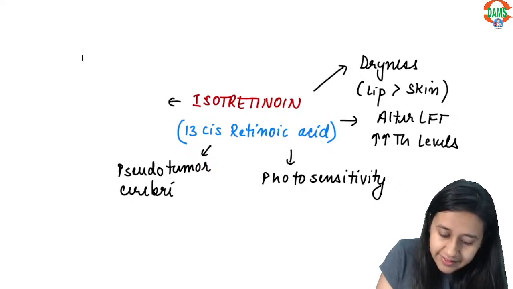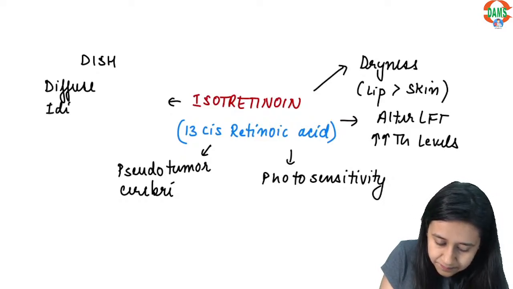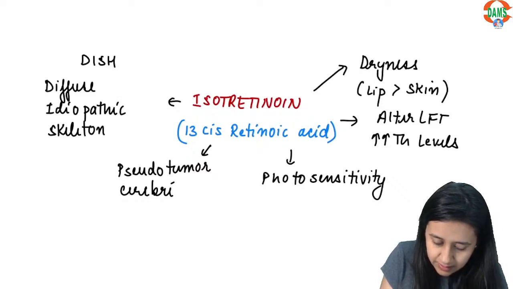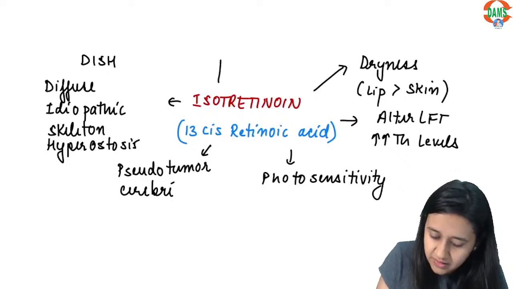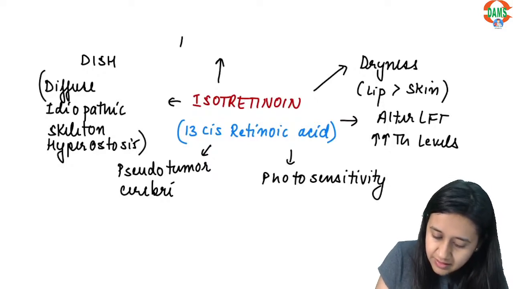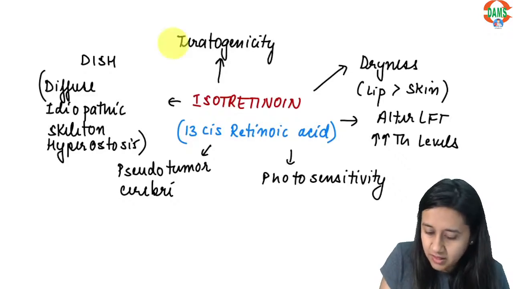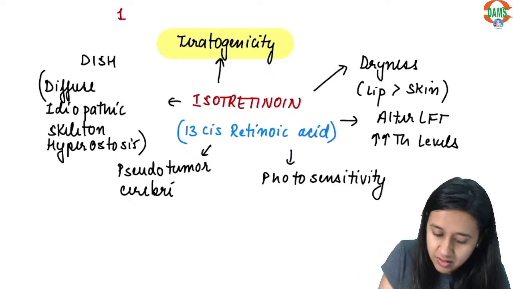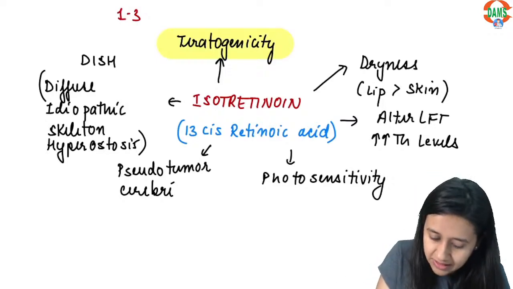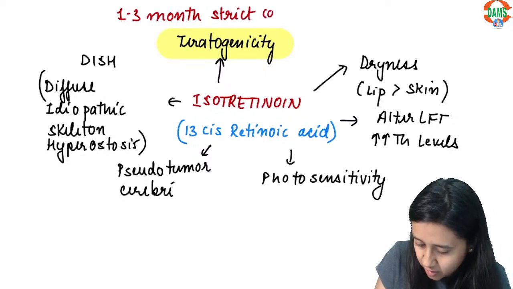It causes DISH, which is diffuse idiopathic skeletal hyperostosis. And as we have discussed, teratogenicity. One of the dreaded side effects, and that is why we ask the patient not to take this drug. At least there should be 1 to 3 month strict protection or strict contraception after stopping.